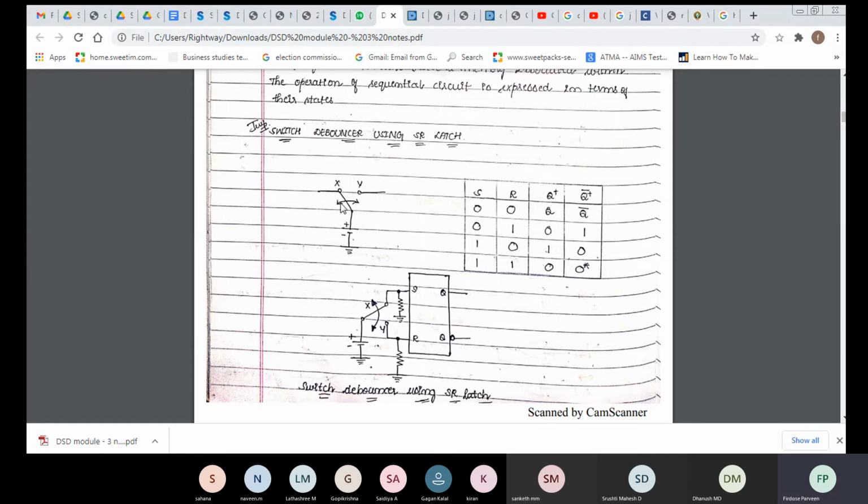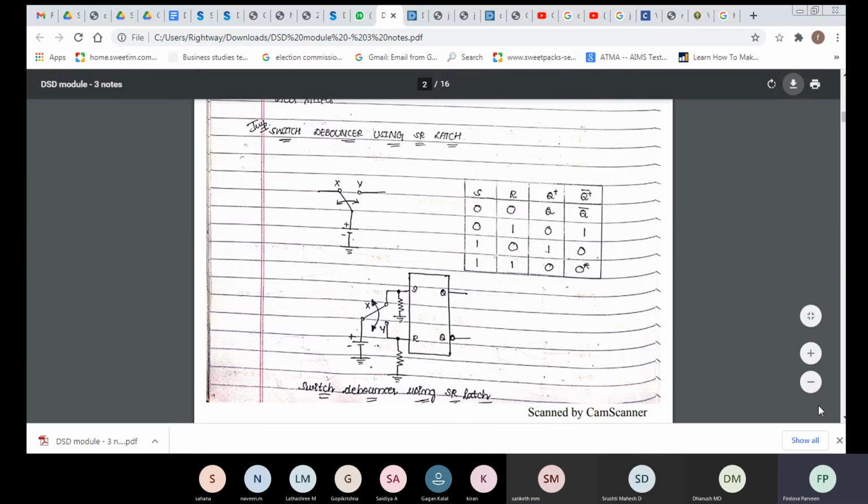Suppose some voltage has been given. When this switch is at this position, x is equal to 1 and y will be equal to 0. In the same way, when this switch is moved from x to y, x will be equal to 0, as some voltage has been given, so y will be equal to 1. In the same way, I'll explain how this operation happens.